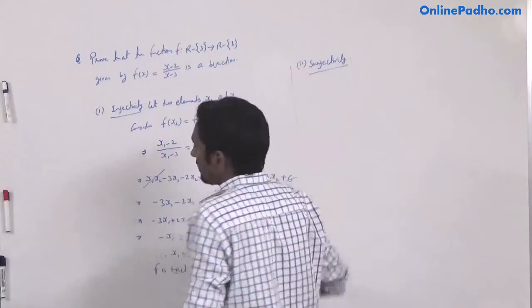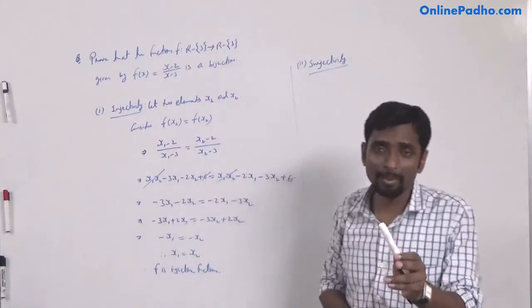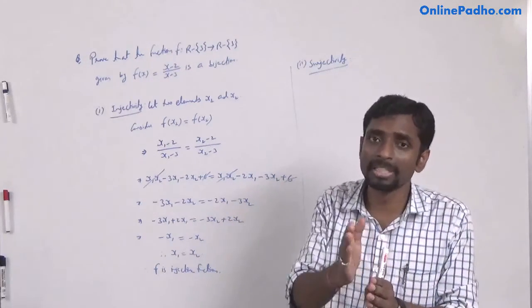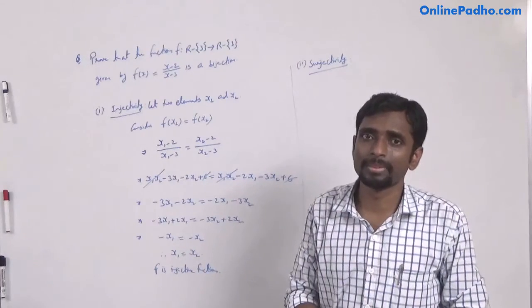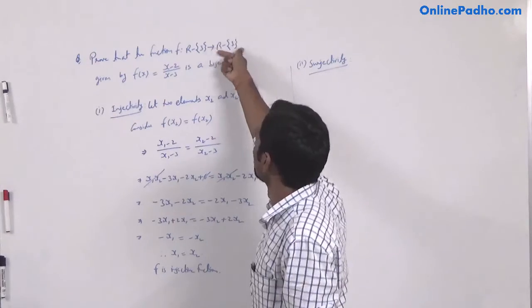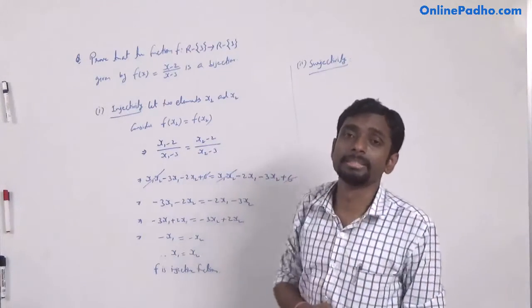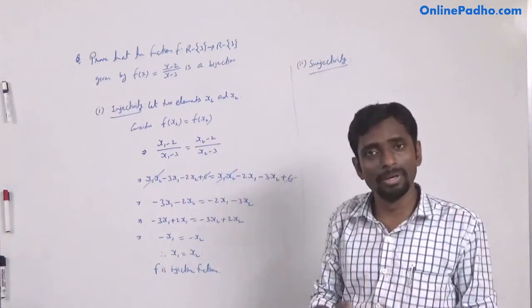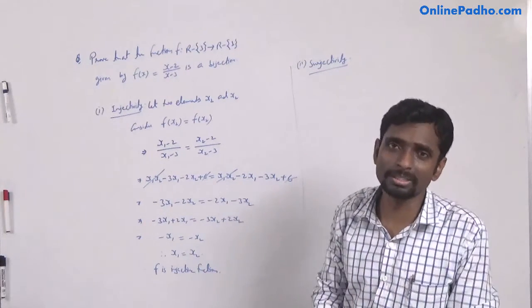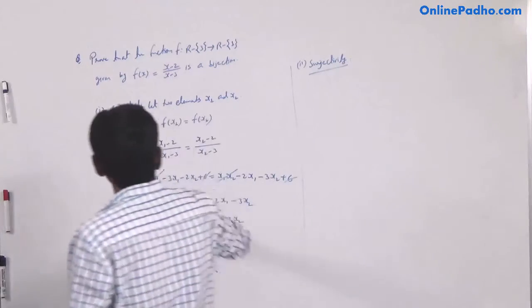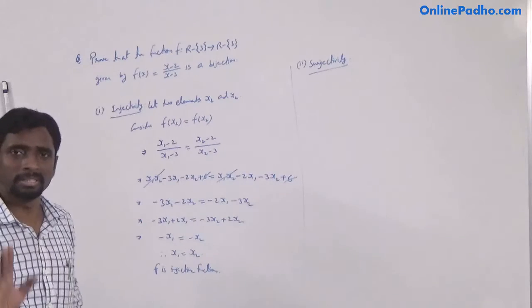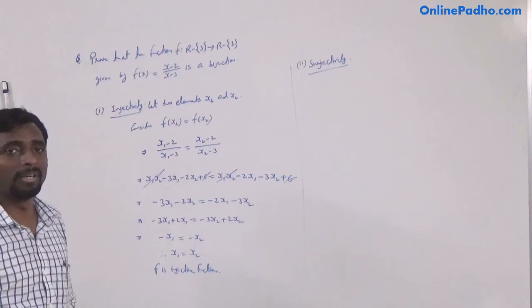How to check whether a function is surjective or not? The very important formula to check the surjectivity is that the co-domain must be equal to the range. Co-domain R minus 1 must be equal to the range. If the codomain is equal to the range, that function is surjective. If the codomain is not equal to the range, that function is not surjective. So in this question we have to find the range. You know how to find the range of a function? We discussed in class 11 how to find the range of a function.